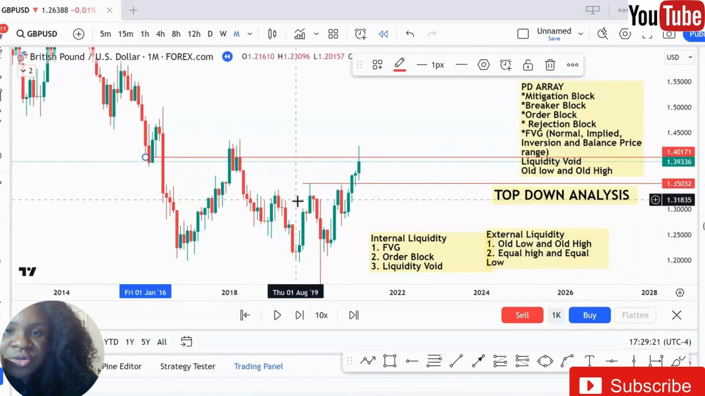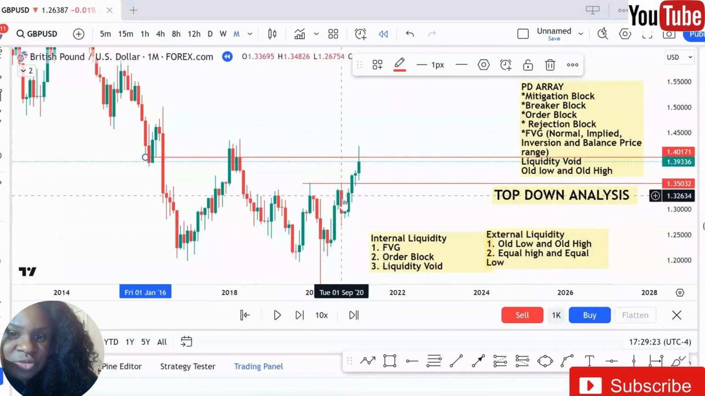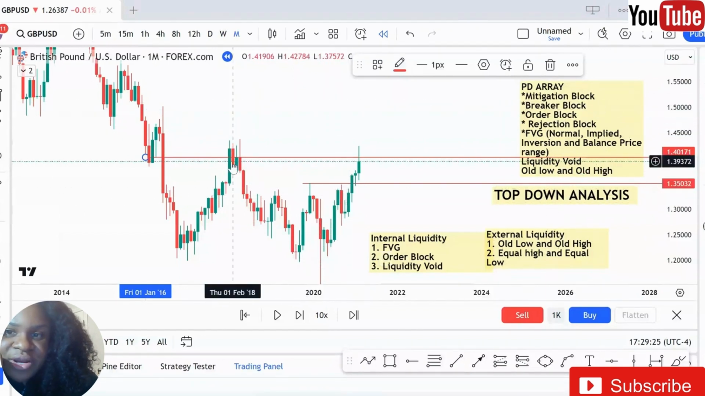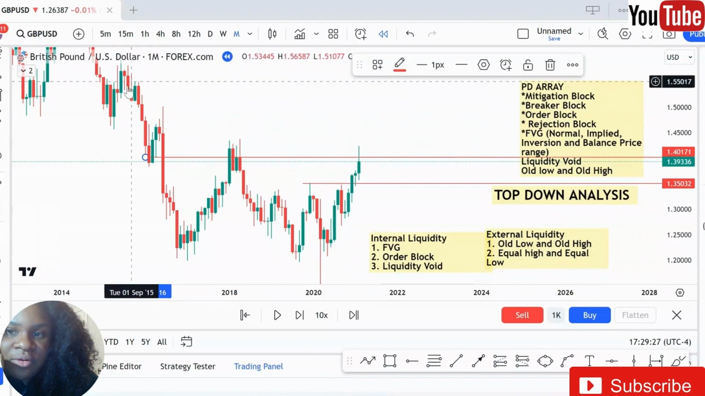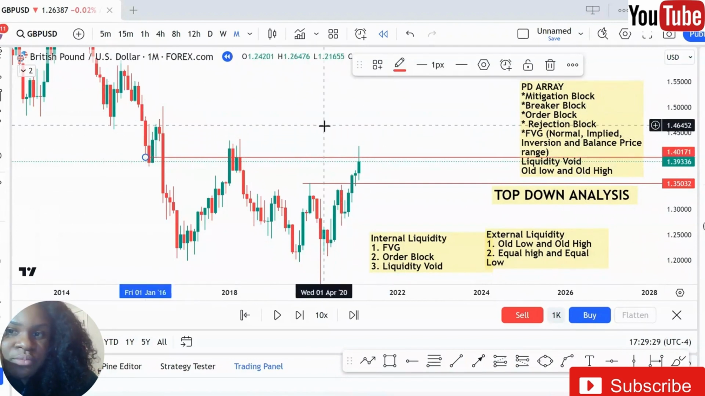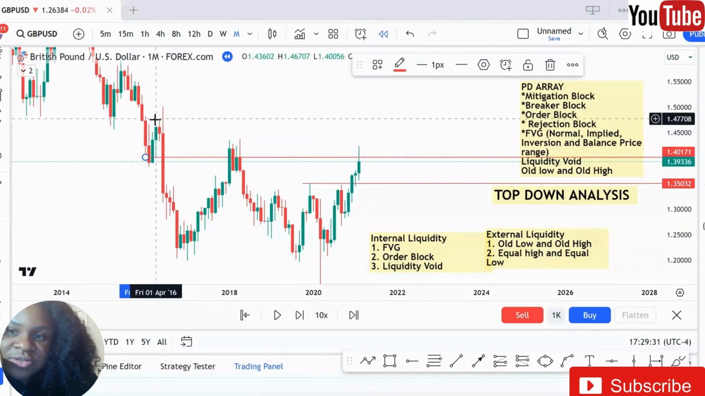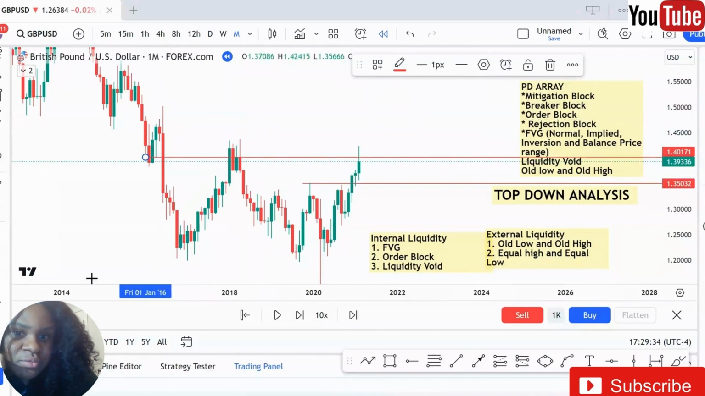Is there a mitigation block? I can take this as a mitigation block, this small one here. Is there a breaker? No. Is there another block? Another block is around here. Rejection block, you can take this long candle here. You can put a line here as a rejection block, but it takes time for the market to get there because it's from 1 month. Okay, look how the whole rules work.